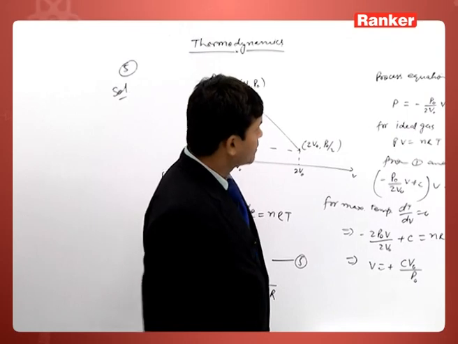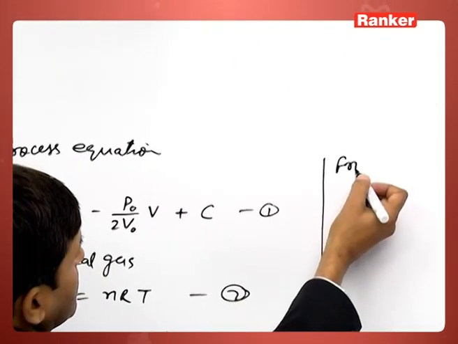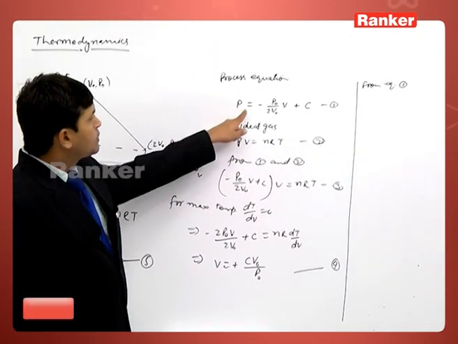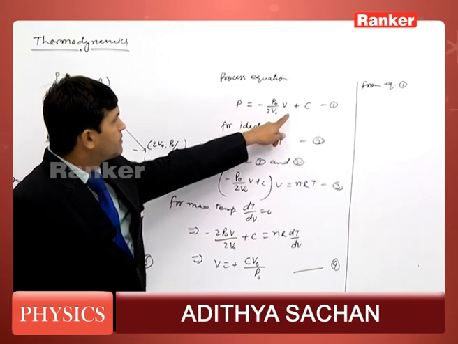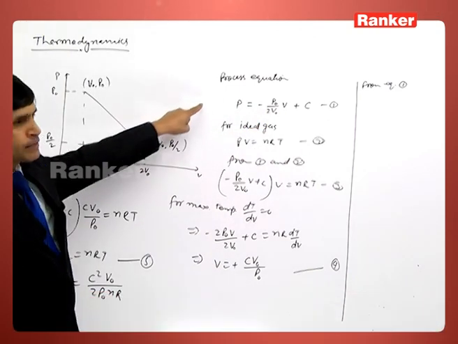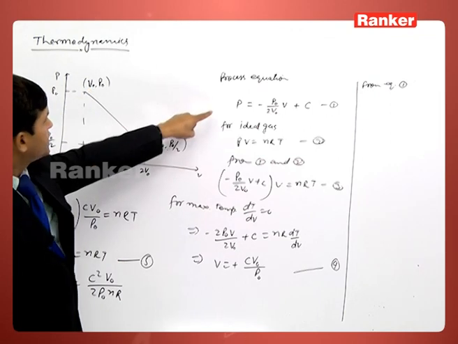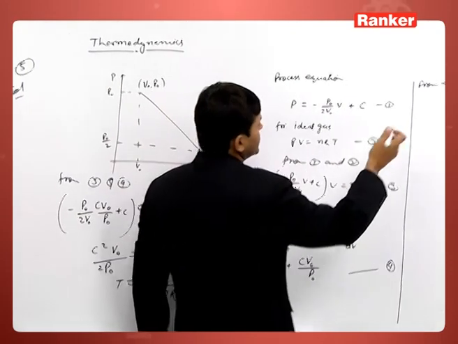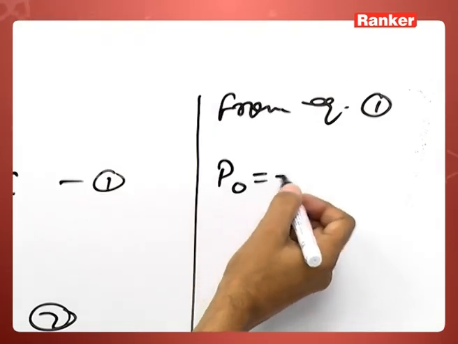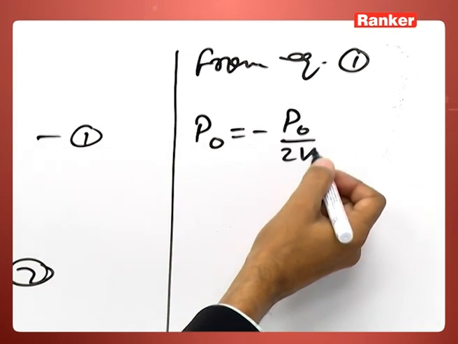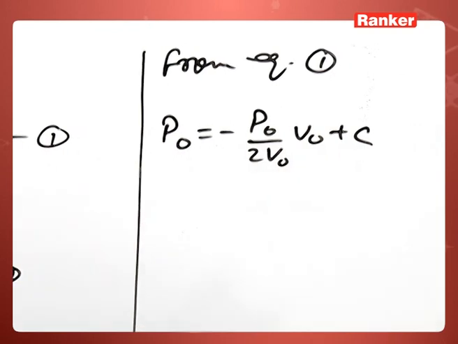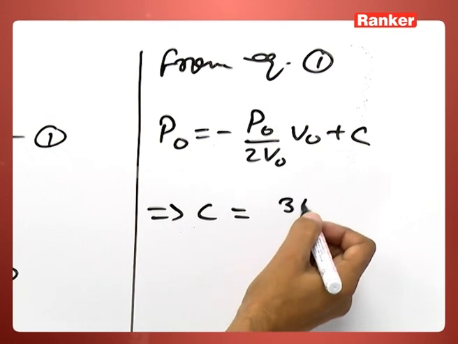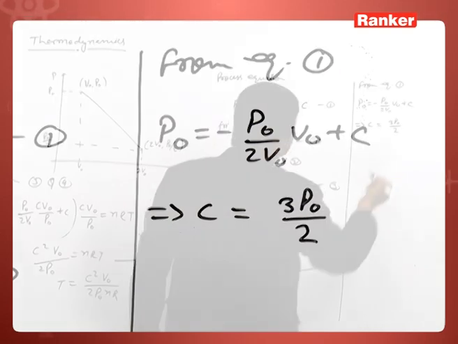Now from equation 1, P is equal to minus P naught by 2V naught into V plus C. If we substitute certain values over here, P is P naught and V is V naught, then we can get the value of C. P naught is equal to minus P naught by 2V naught into V naught plus C, and this gives us C is equal to 3P naught by 2.